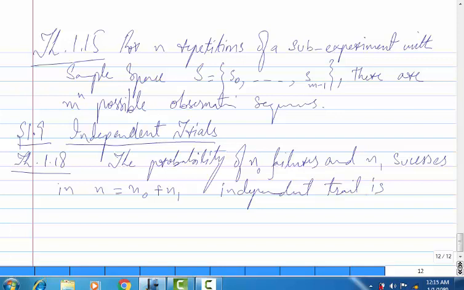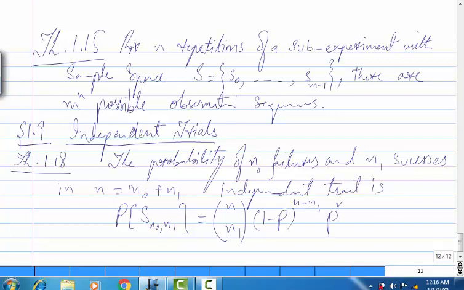So to calculate the probability, because before this we looked at the counting methods, now we want to use those counting methods for calculating the probability. So this is the first one. If we want to calculate the probability of S n0, n1, in that case this is easily calculated by n choose n1 times 1 minus p power n minus n1 times p power n1, or in other words this is written in terms of success. You can also write this trial probability in terms of failure, that is n choose n0 times 1 minus p power n0 and p power n minus n0. So these two are both the same formula. One is written in success, the first one, and the second is written in failure.